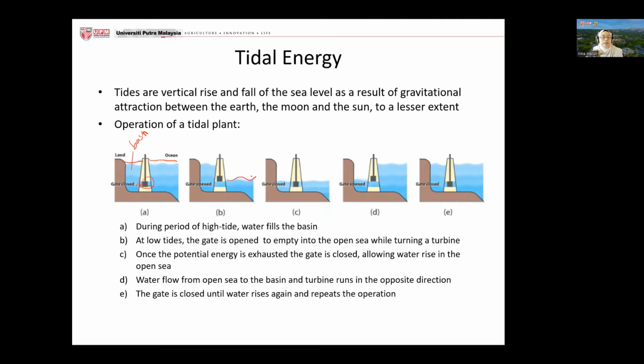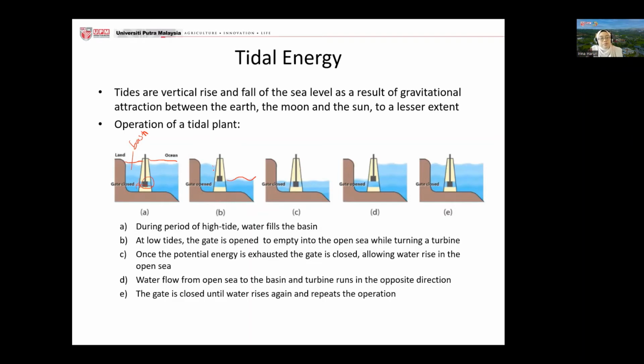Actually, the water in the ocean is at a lower level, and here you have it at a higher level. You open the gate and the water is going to move into the sea. And there is actually a turbine here.